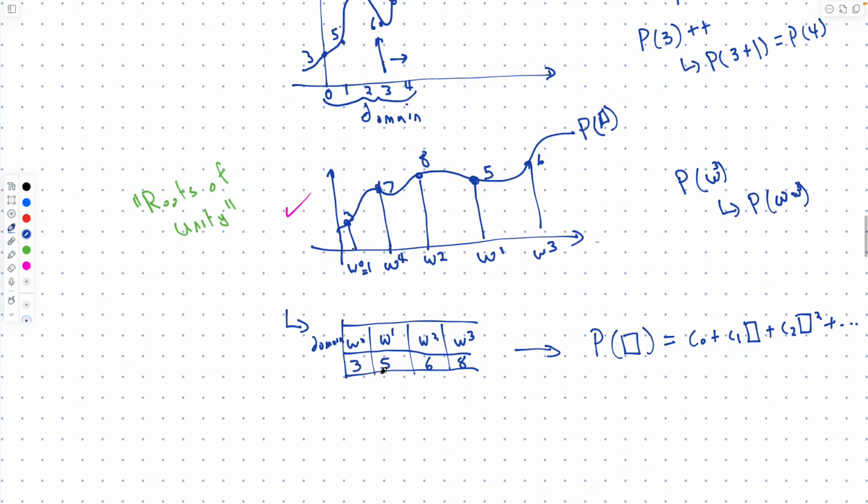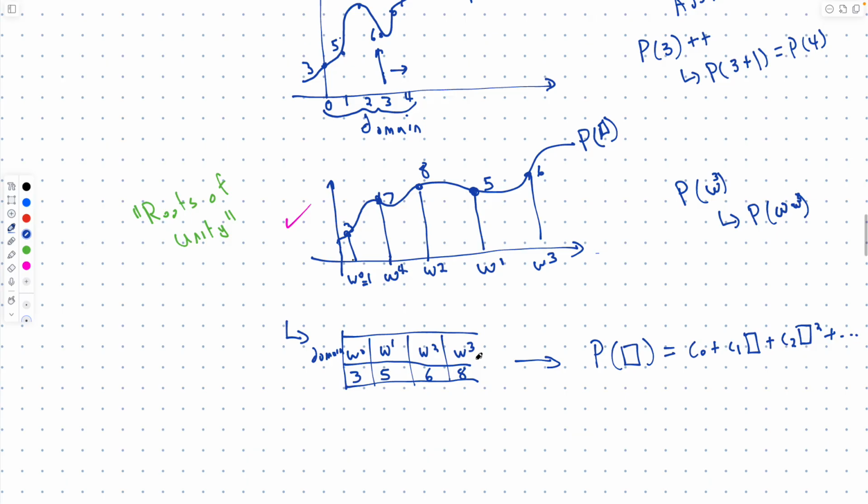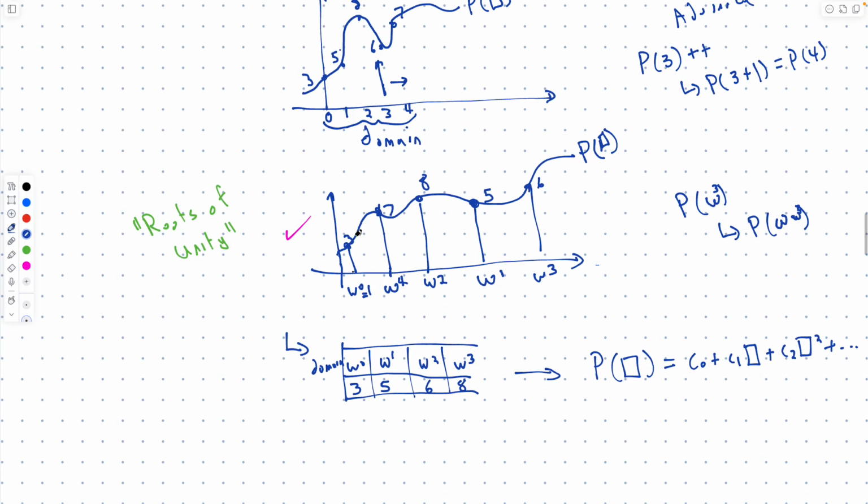What do I have to do in order to turn this into coefficient form? So I have a bunch of points on the domain. I know a bunch of points. I need to draw the line through the points, right? And then write down what the coefficients are.